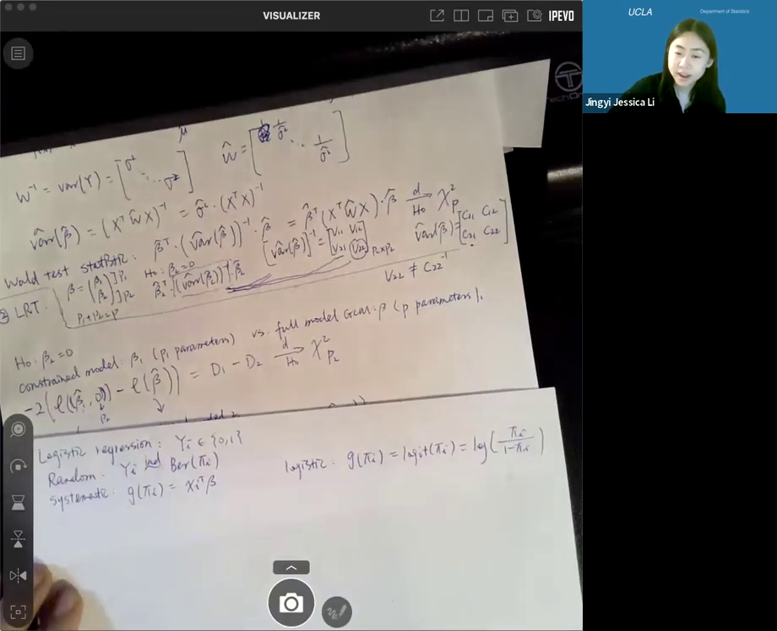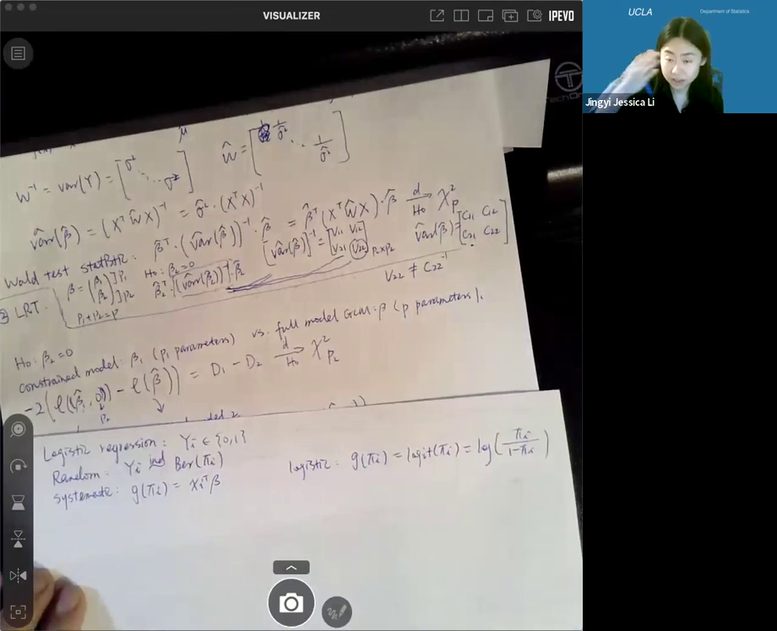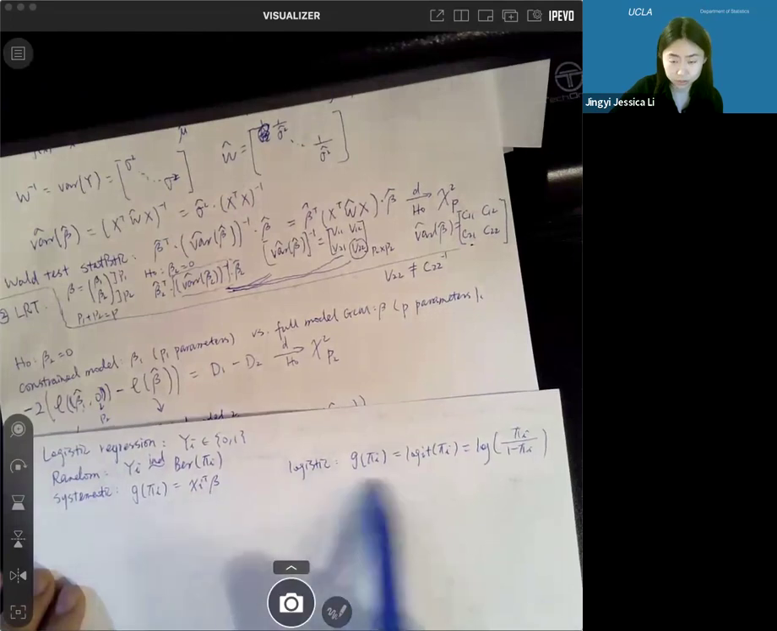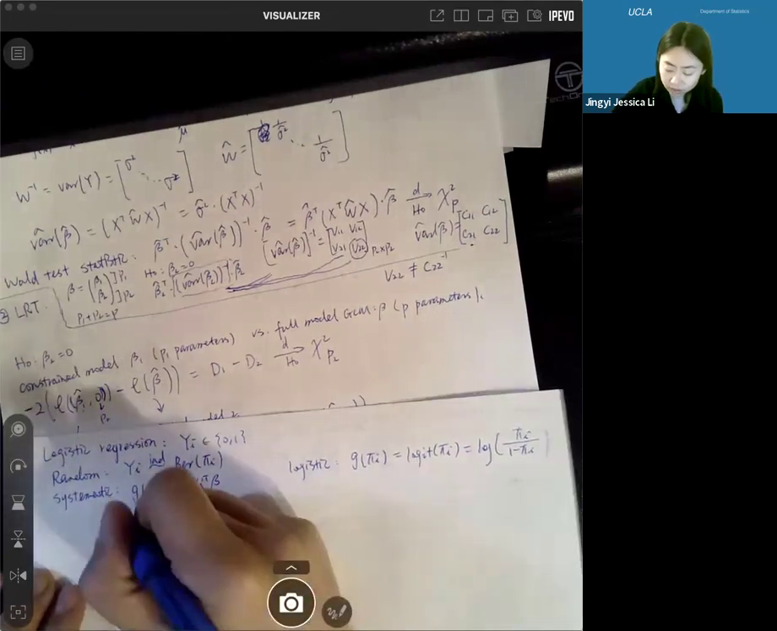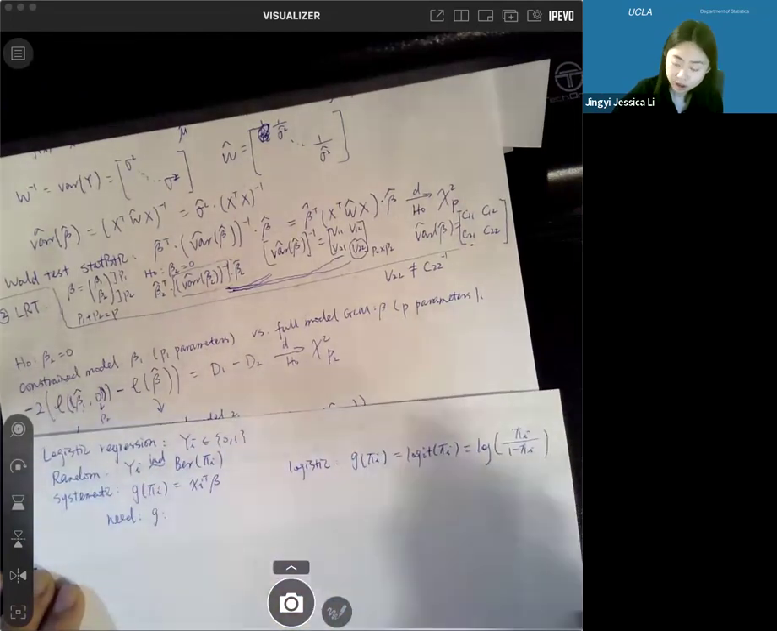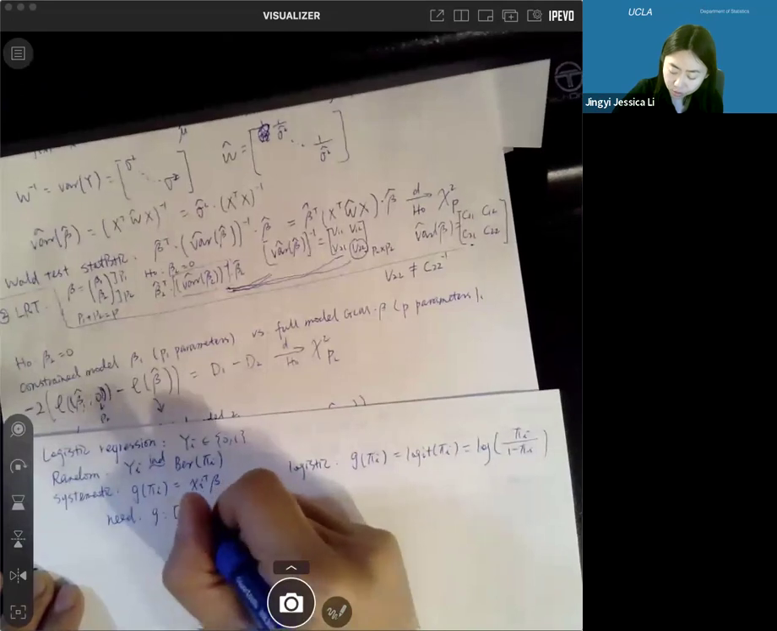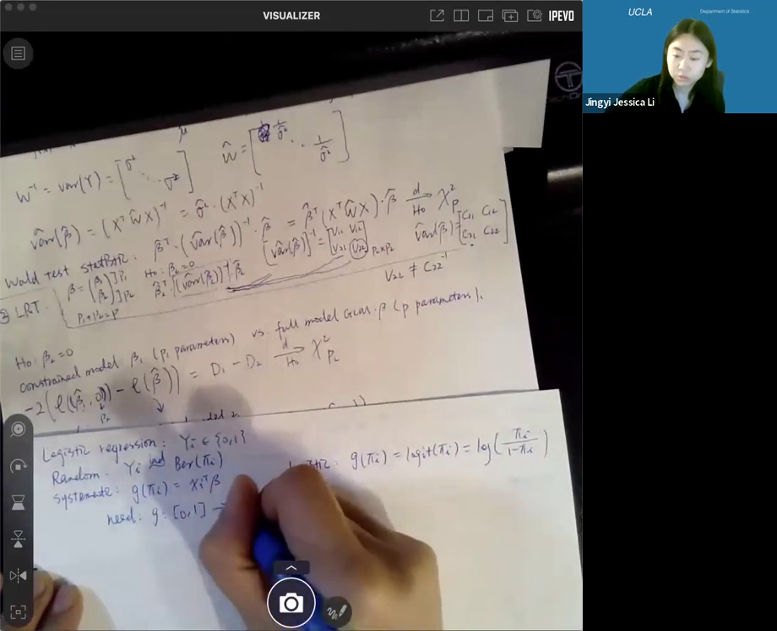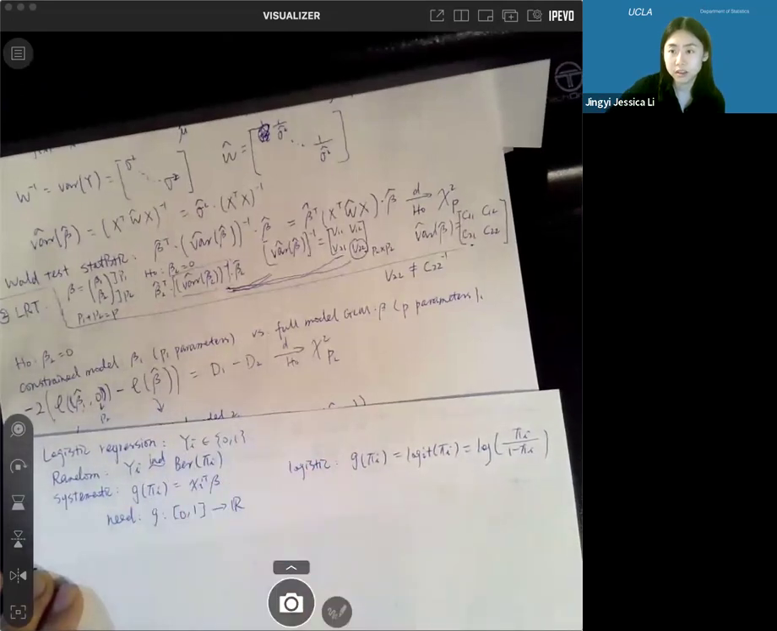But I remember at that time, there was a question asked by Chen Xin in our class about why we specify G in this way. There might be other ways to do the same thing. What we only need is a G function to help us map the domain 0 to 1 to the real line. There are other options out there.